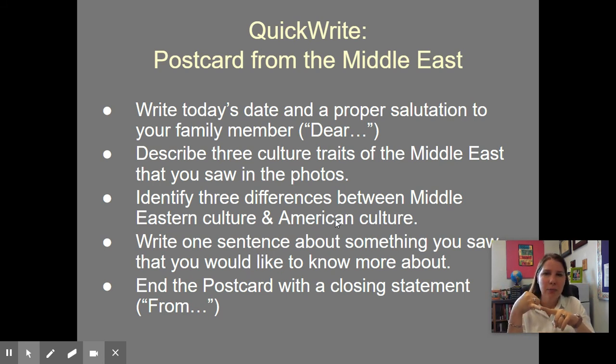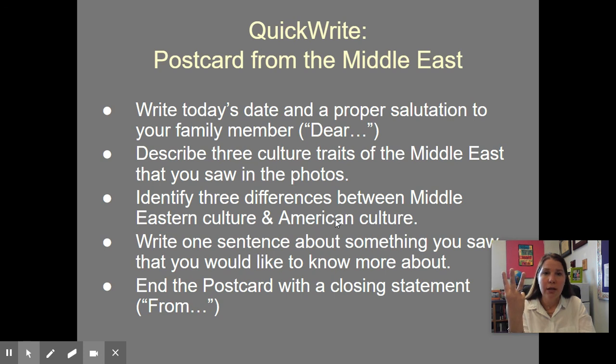Write today's date and a proper salutation to a family member. So if it's going to your mom, you say, "Dear Mom." If it's going to your aunt or uncle or cousin, then you'd put that. You're going to describe 3 culture traits of the Middle East that you saw in the photos. So you could talk about the language or the prayers or the clothing that people wear or what they were eating or anything like that.